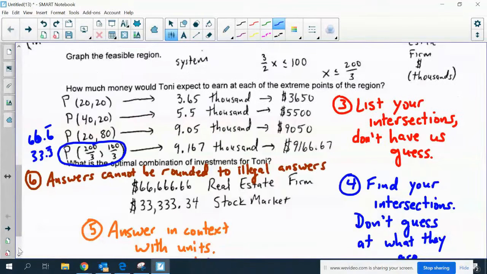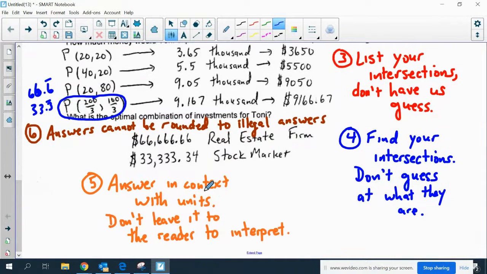Okay, now, number 5, answer in context with units. So this is something that's important. Dollars, saying where each of those dollar amounts goes. And then answers cannot be rounded to illegal answers. Here's what I mean by that. A lot of people rounded properly. So something like $66,666.67.